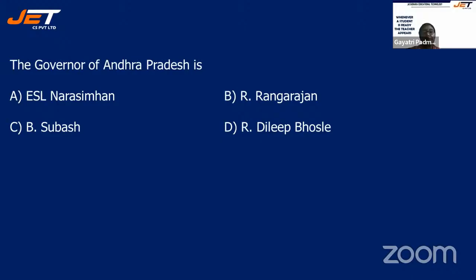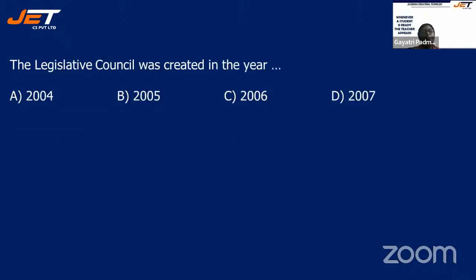The governor of Andhra Pradesh is dash. ESL Narasimhan, R. Rangarajan, V. Subhash, or is it R. Dilip Bhosle? Yes, let's quickly check the answer. It is ESL Narasimhan.